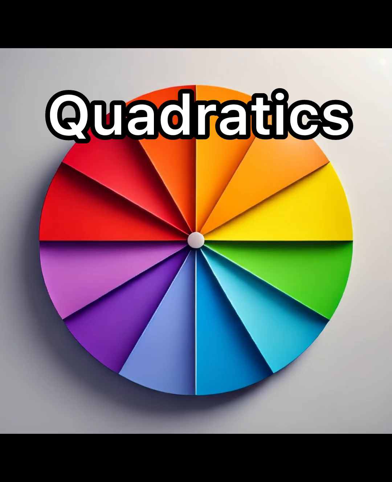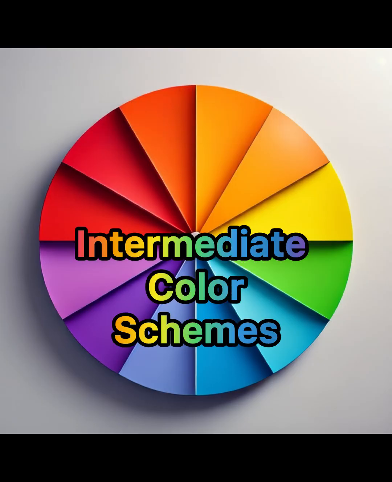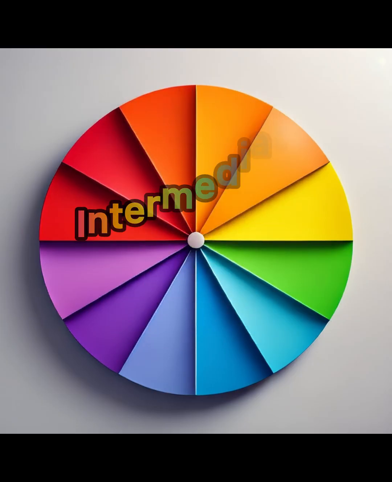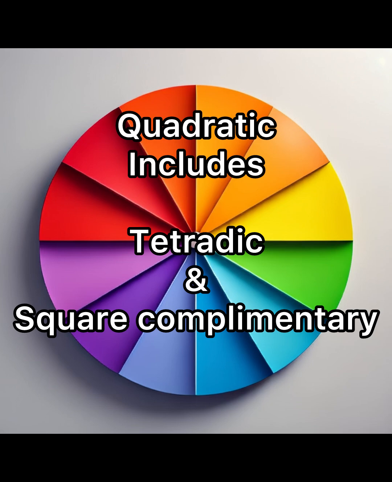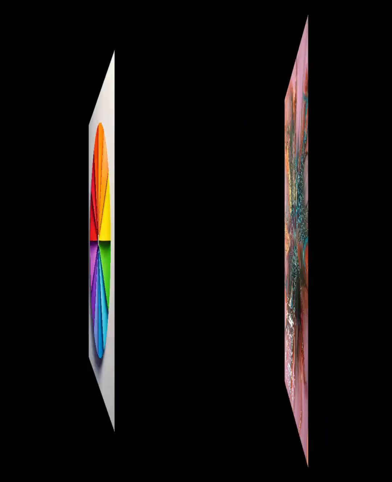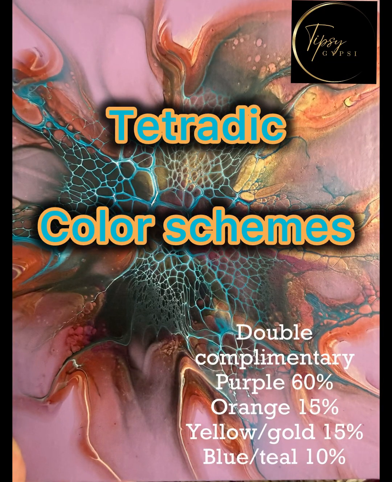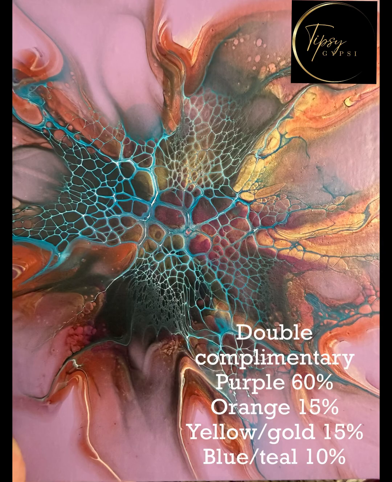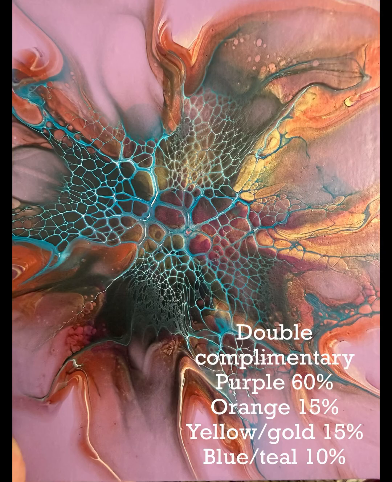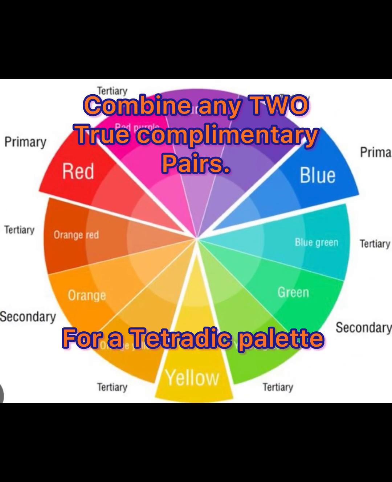Moving on to quadratics. These are intermediate color schemes. They start to get a little more complicated. Quadratics include tetradic and square complementary. Tetradics are always double complementary, okay? It means you're using four colors that each have a pair, okay? So you can combine any two complementary pairs for a tetradic palette.